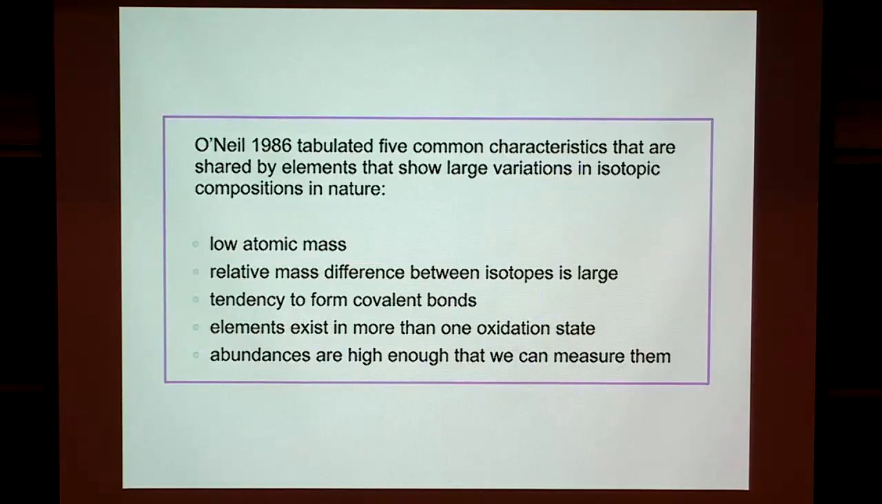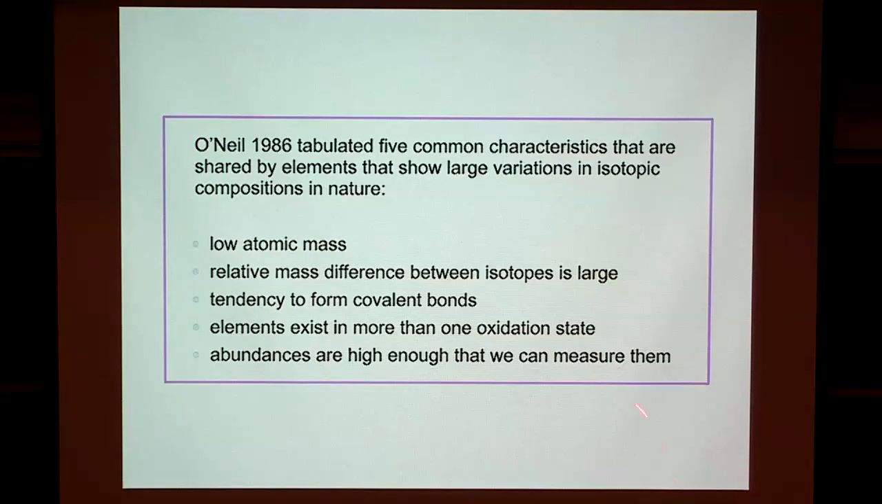So in 1986, this paper came out. It was a review paper, and they tabulated the 5 most common characteristics that are shared amongst the stable isotope variations that are found. Now, in 1986, the only stable isotope variations were carbon, hydrogen, oxygen, nitrogen, and sulfur, right? They were the traditional stable isotopes.